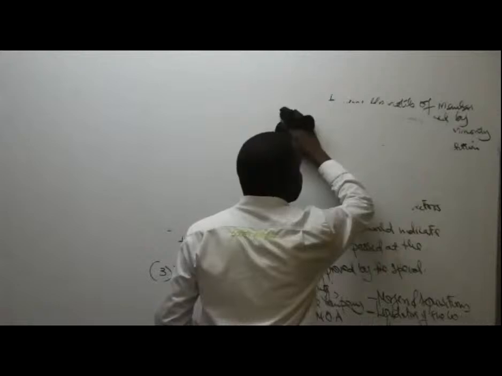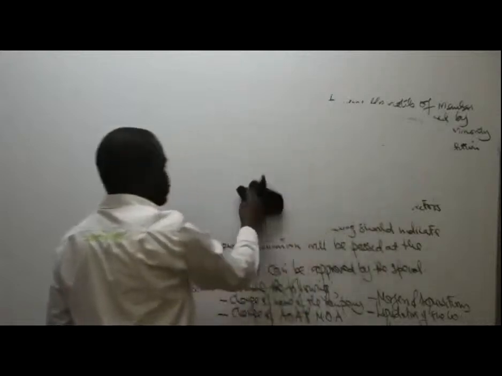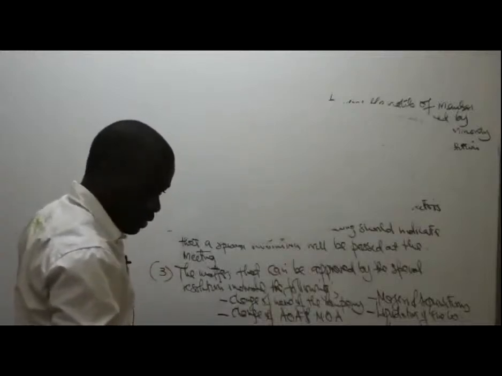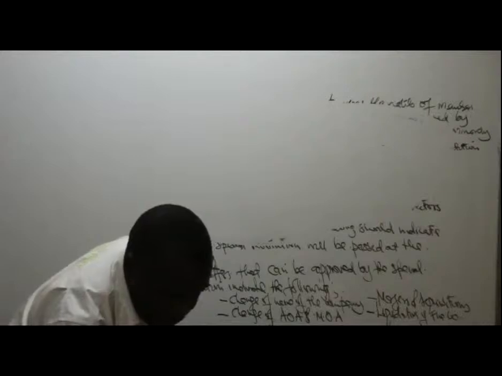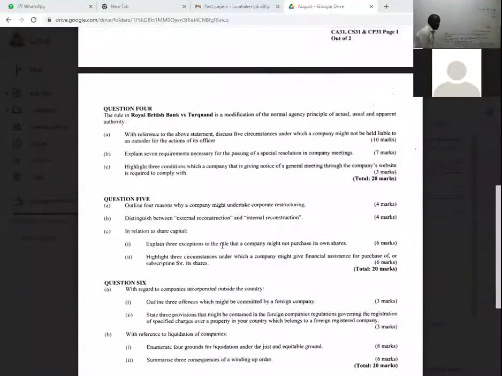Kindly repeat the question. You're saying? I can't get you clearly. Repeat the question. Yes, maybe I can share on the screen. So the question is here. It is question number 4C. Highlight 3 conditions which a company that is giving notice of a general meeting through a company website is required to comply with. Okay, thank you.